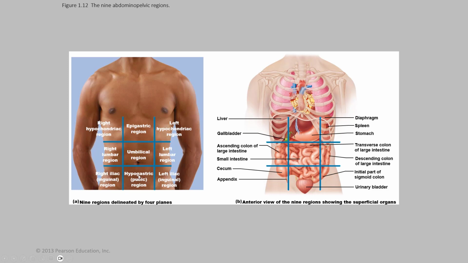Then we have the hypogastric or pubic region. Well, hypo, we've already learned, it means below. Gaster, we've already learned, it means stomach. So down here, it's all below the stomach. And pubic, well, pertaining to the genitals. So it's where the genitals are found. And that's the 9 abdominopelvic regions.